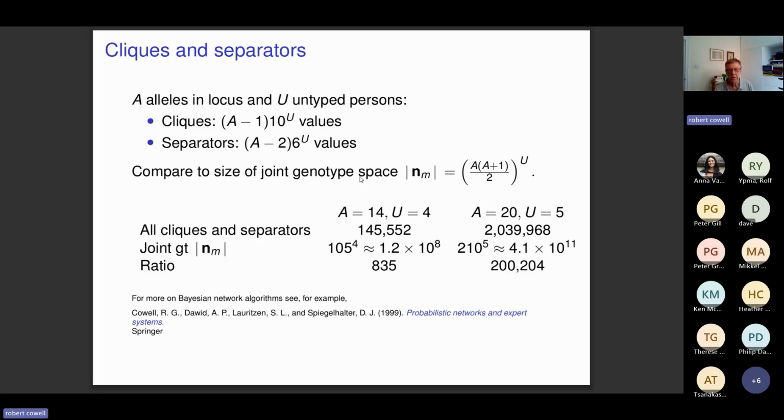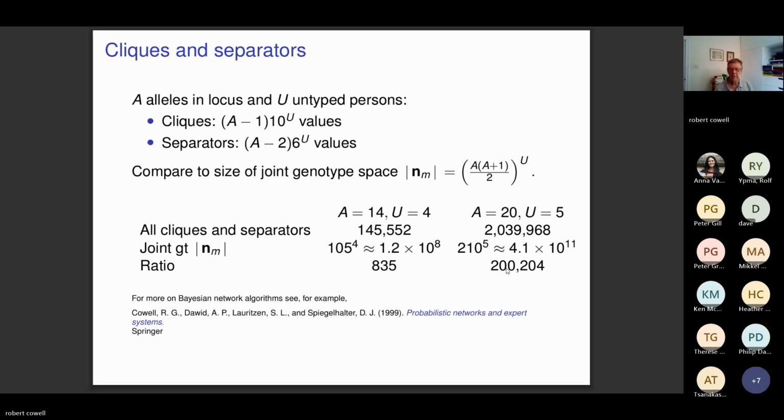We can compare that to the joint genotype space, which is order A to the power 2U. I've given a couple of examples here. If A equals 14 and we have U equals 4 unknowns, the joint genotype space has about 10 to the 8 possible values, but at most only less than 146,000 can be non-zero. So that's a big reduction, a factor of over 800. If we have 20 alleles and 5 unknowns, we need just over 2 million numbers to be stored for the cliques and separators, but over 10 to the 11 for the total joint genotype space. That's a huge saving of over a factor of 200,000.